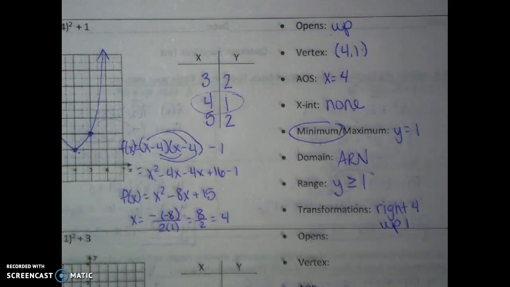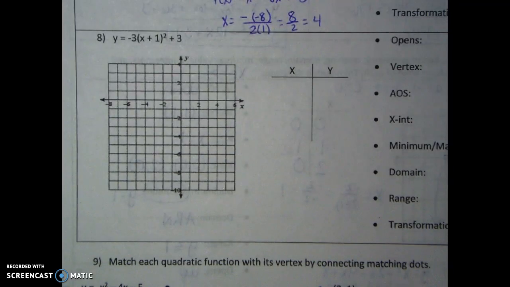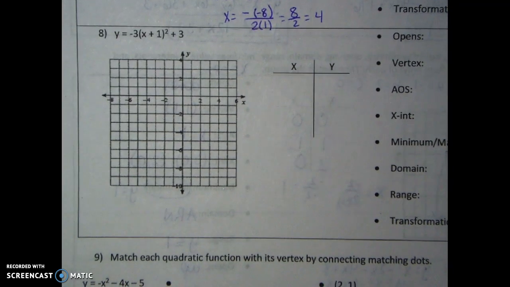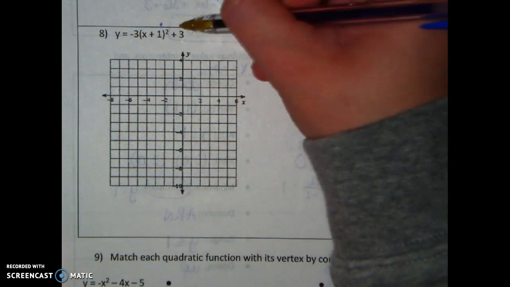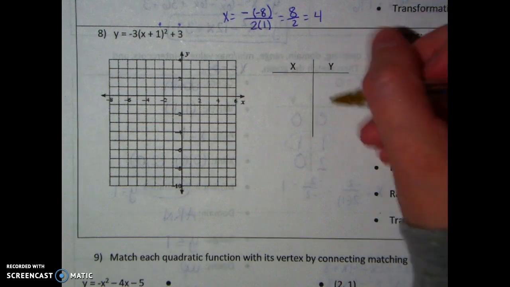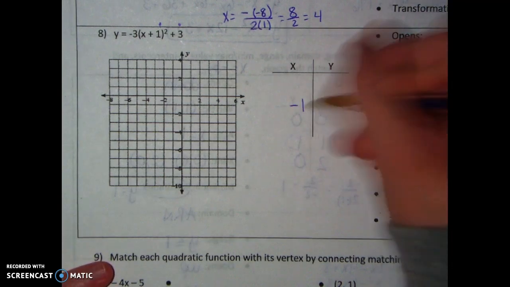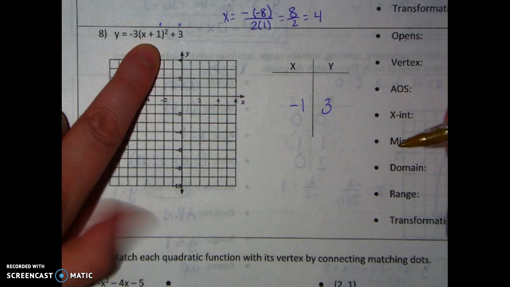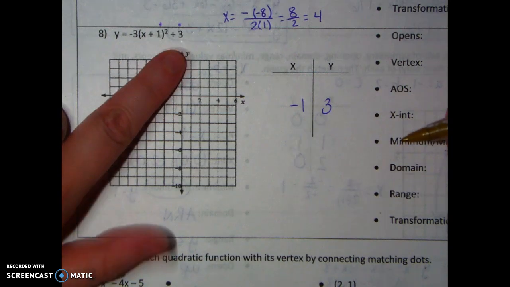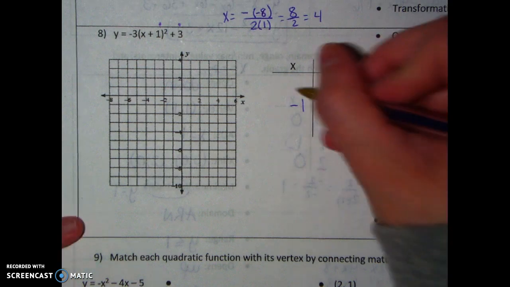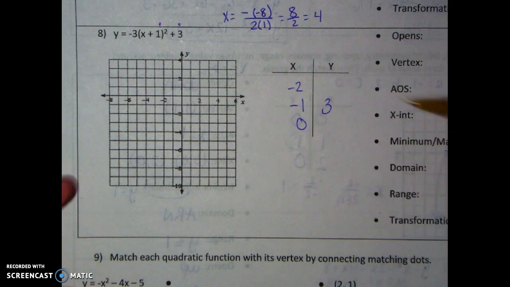Number 8. And I probably should have done this on number 7, but number 8, you can also just find the vertex by looking at it, because this is the opposite of the x for the vertex, and this is the y of the vertex. So in this case, the vertex is negative 1, 3. Remember, opposite sign there, and then that number. So my other two values will be negative 2 and 0.